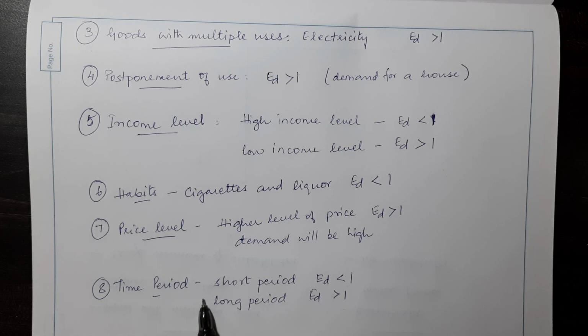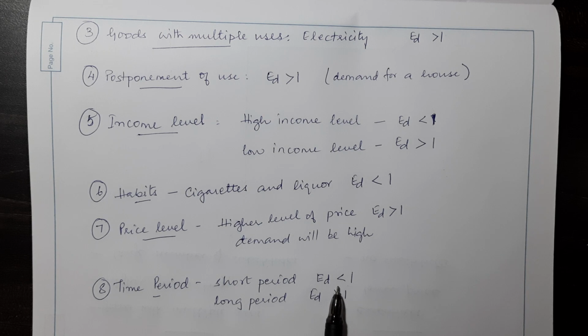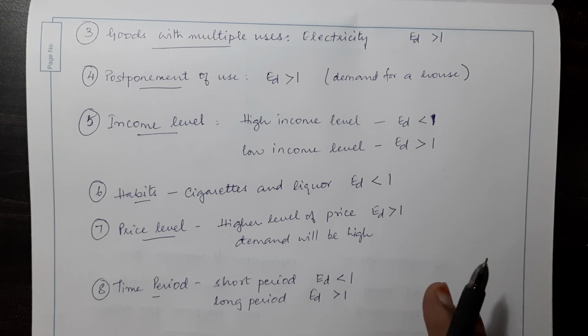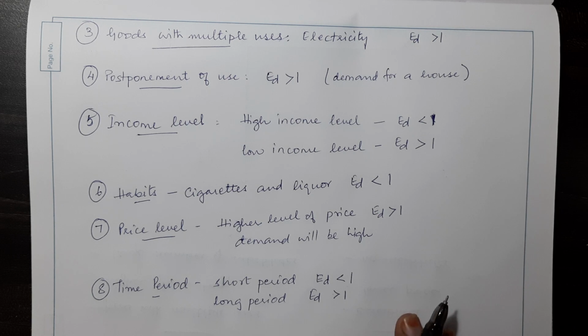Then time period. For a short period of time, the elasticity would be less than 1, and for long periods, the elasticity is more than 1 because here we have a long period. That means the time period is enough for a consumer to change his consumption habits.